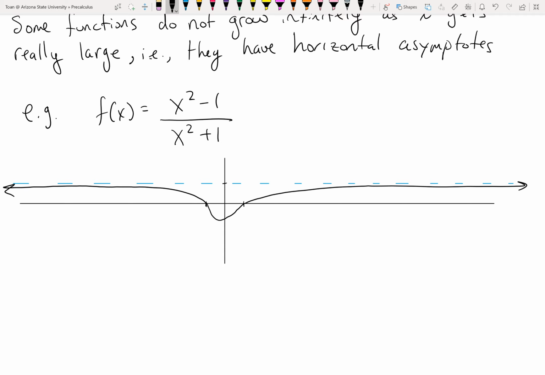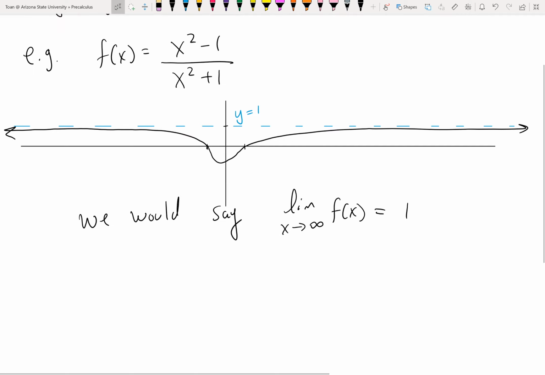Something that looks like that. I'm not perfect; it's a very ugly picture now that I'm looking at it. But as you go to the far, far, far right or far, far, far left, it tends to hug the line y equals 1. So we would say the limit as x approaches infinity of the function is 1. Notice how it has a horizontal asymptote. It's hugging the horizontal asymptote both to the left and to the right. So we can also say the limit as x approaches negative infinity of f of x is 1 as well.